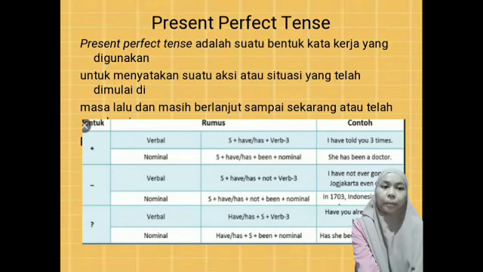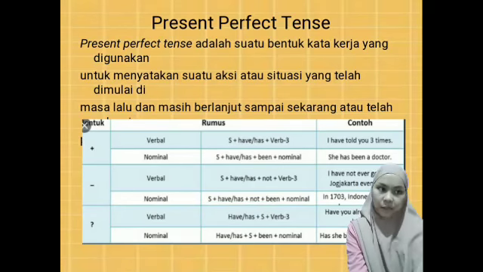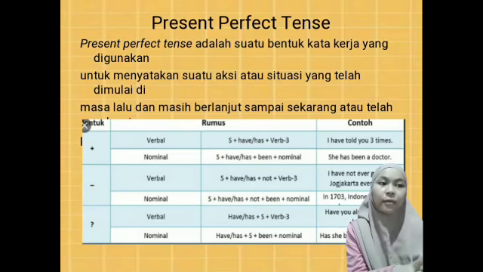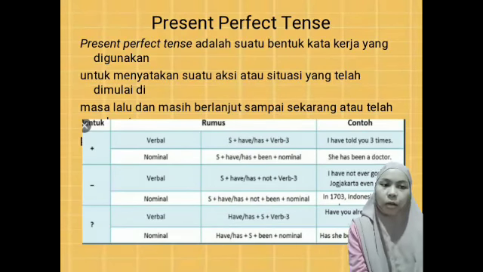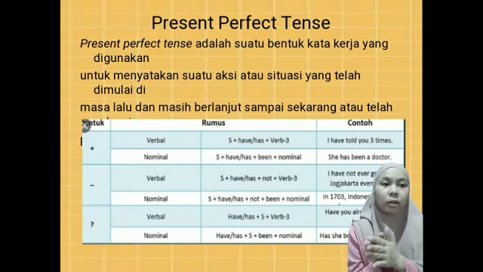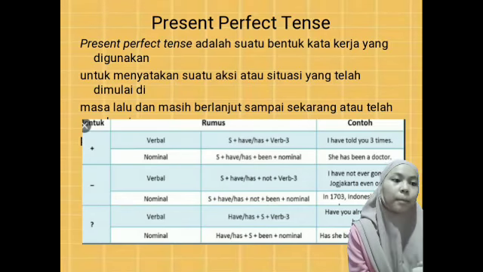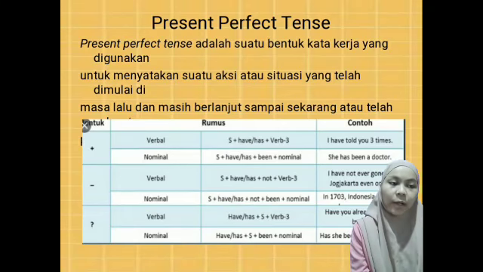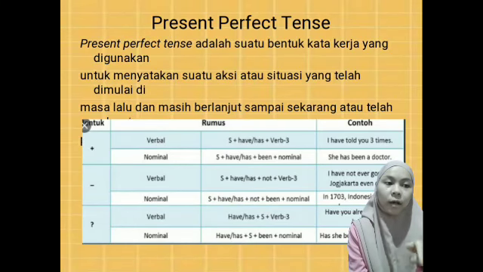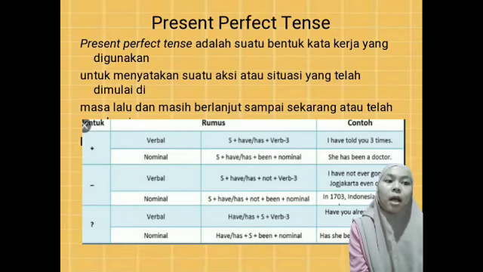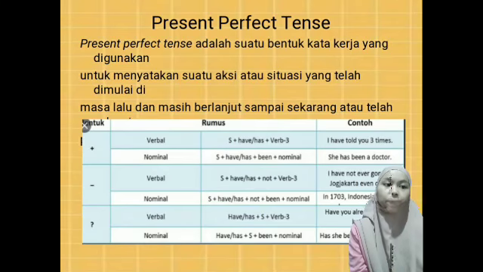And for the negative sentence, in verbal, we can use subject plus have or has plus not plus verb 3. For example, I have not ever gone to Yogyakarta even once. And for the nominal sentence, we can use subject plus have or has plus not plus been plus nominal. For example, in 1003, Indonesia has not become best.